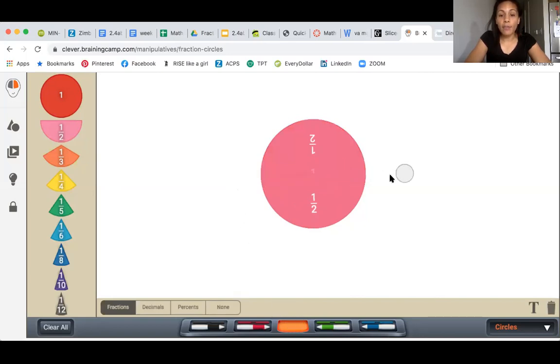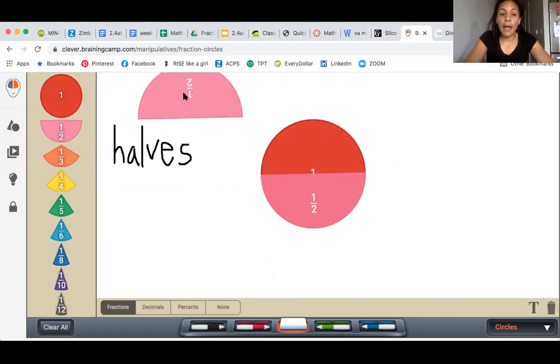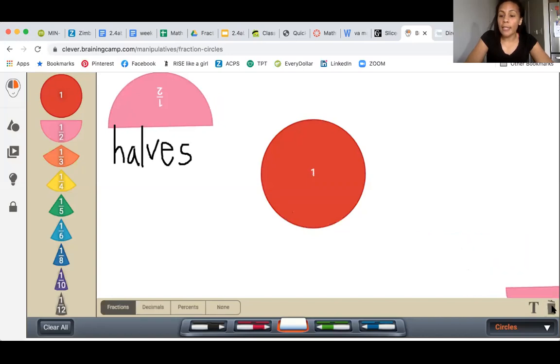So I have two halves in this circle. When I partitioned the whole into two parts, I made halves, okay? When I partitioned the whole into two equal parts, I made halves. I'm going to put that right over here so we can save it for later and take a look at the end.